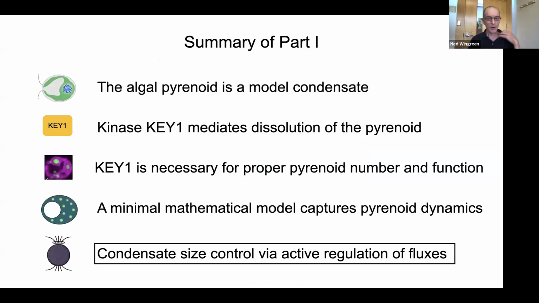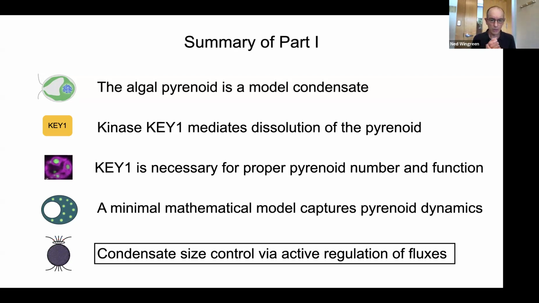All right, so that was part one. I realize part two may have to be a little bit abbreviated, but just to summarize, this algal pyrenoid is a model condensate because we know a lot about it. We can reconstitute it in the lab, and it's a model for this size control mechanism. The active player is Key1, and of course there are phosphatases that remove those phosphates to mediate dissolution and reformation of the pyrenoid. Key1 is necessary, and we can understand this with a very simple mathematical model. I don't want to claim that the model captures everything about this real process, just that the underlying principle is very clear from this simple model.